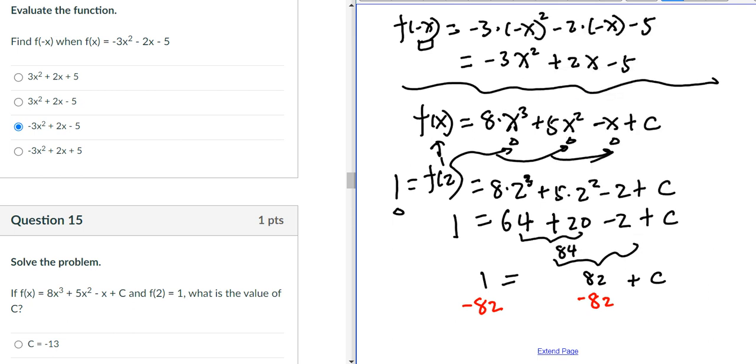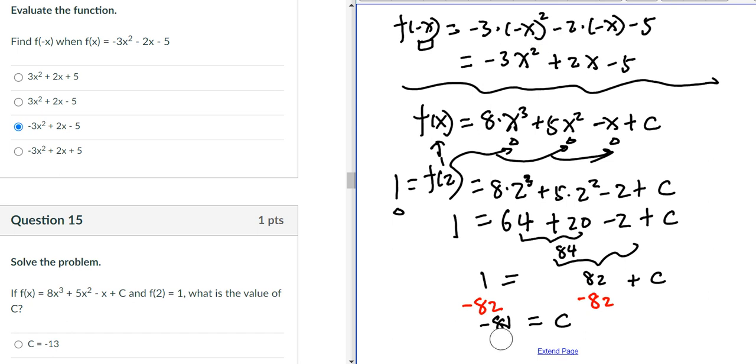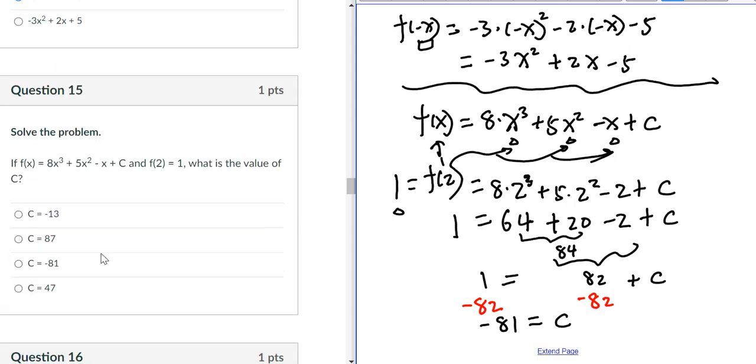Okay. So here 82 minus 82 is 0. You have a c on the right hand side. And here is negative 82 plus 1, so negative 81. Let me write 81 nicely. So I will do negative 81 here. So c equals negative 81. So you want to choose this answer.